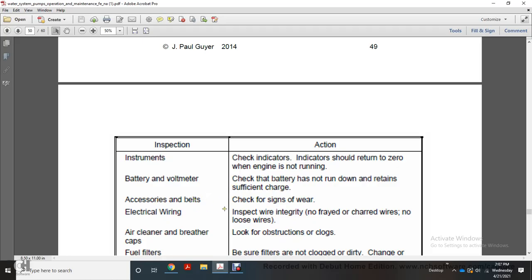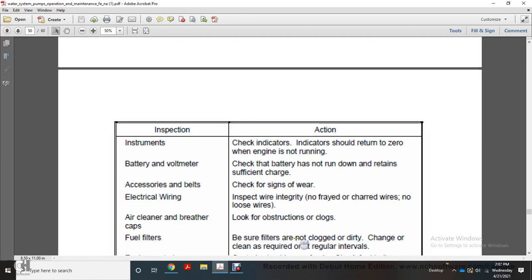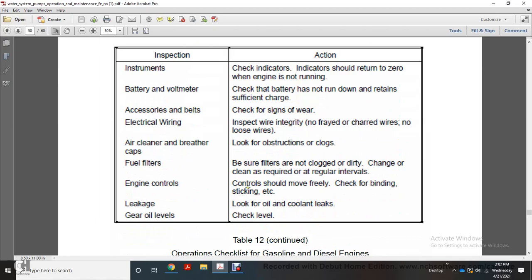Accessory belts: check for the wear. Electrical wiring: ensure to inspect the wire integrity. No frayed, shorted wires. No loose wires. Air cleaner, breather cap: look for obstruction. Fuel filters: be sure filters are not clogged with dirt. Change or clean as required at regular intervals.